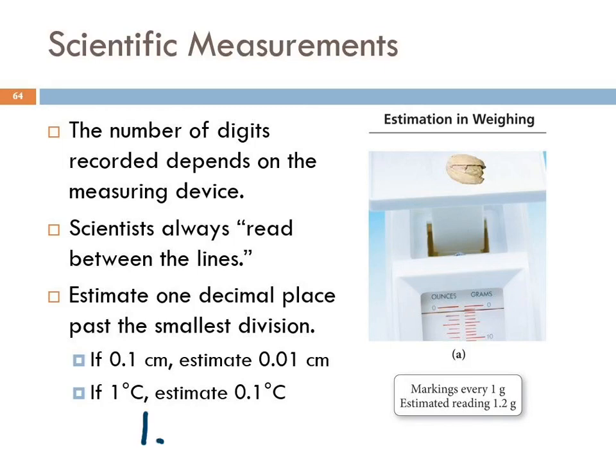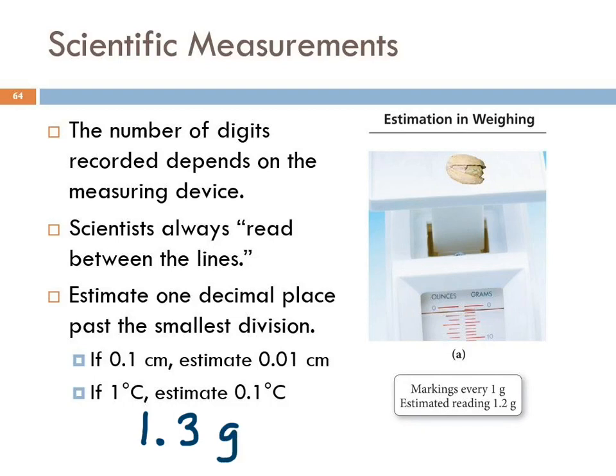So 1, and then we're going to read between the lines. We're going to estimate. I should have made this illustration bigger. But we're going to look between this 1 gram and 2 grams, and we're going to imagine 10 divisions. It's very tiny, but you can kind of picture half. Well, it's definitely less than half. And so you might think, well, maybe it's a third of the way, maybe it's 0.3. So you might write down 1.3 grams.